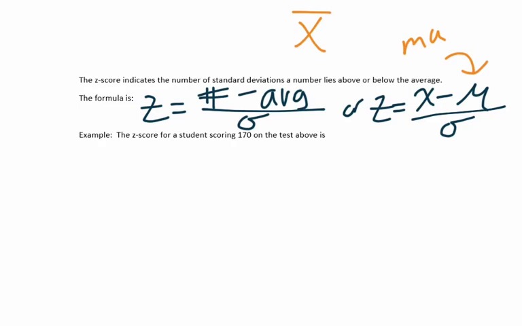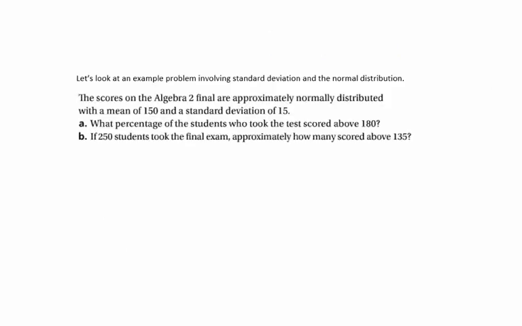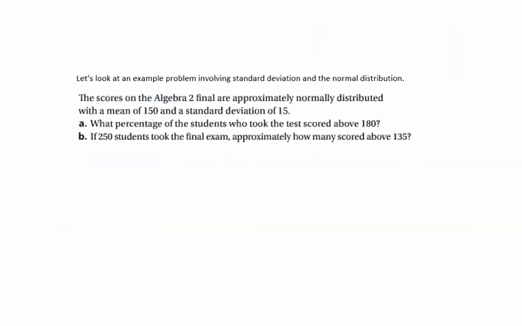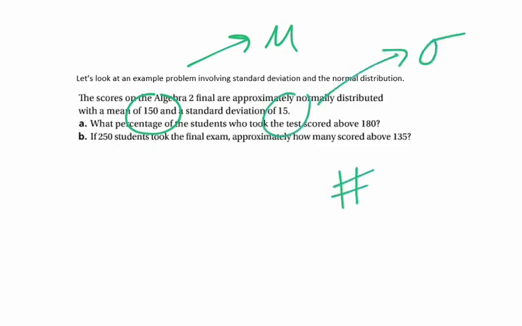So as an example, it says the z-score for a student scoring 170 on the test above. Sorry, I made a mess out of this slide. I have like 10 slides on this. Anyway, we know that the mean is 150. That's our mu. The standard deviation is 15. And then our score is 170.